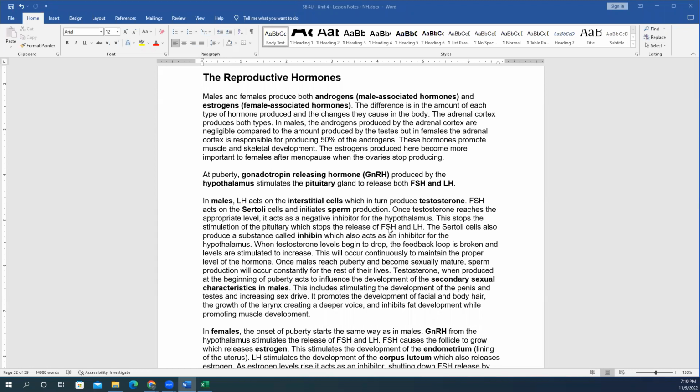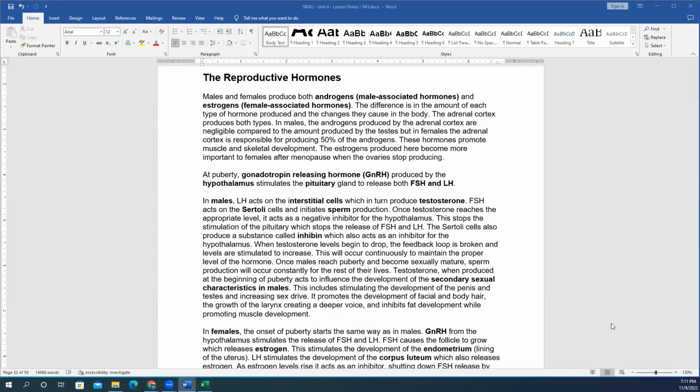Testosterone that is produced at the beginning of puberty influences the development of secondary characteristics in males. This includes stimulating the development of sexual organs such as the penis and testes, and also increasing sex drive. It also helps to promote the development of facial hair and body hair and the growth of the larynx, the voice box, creating a deeper voice, and also helps to inhibit fat development and promote the formation of muscle.